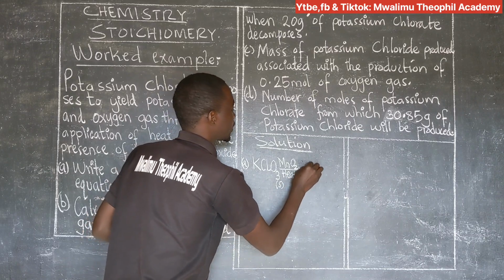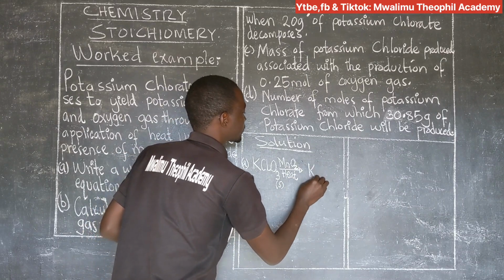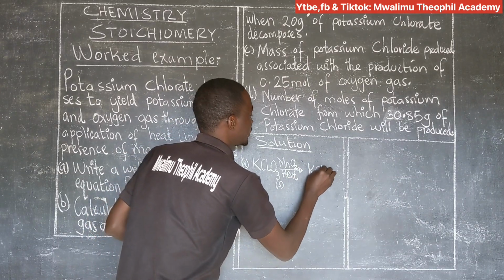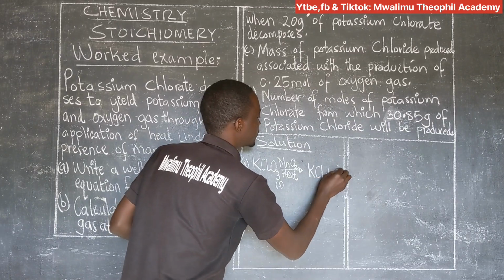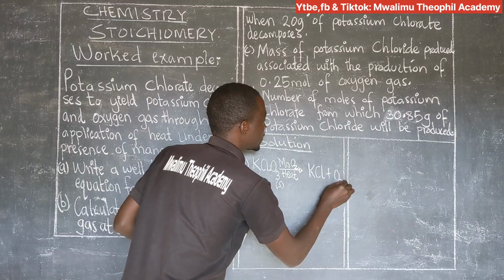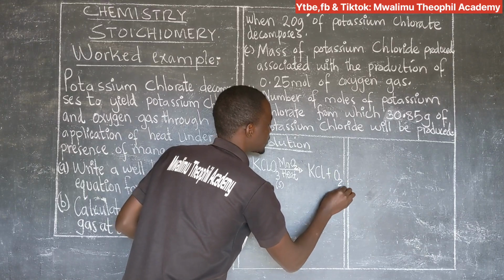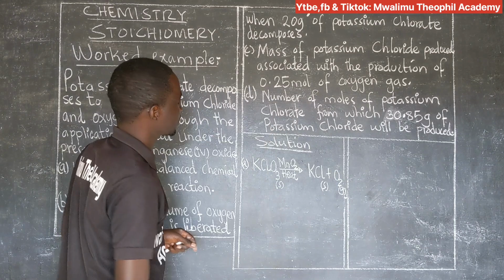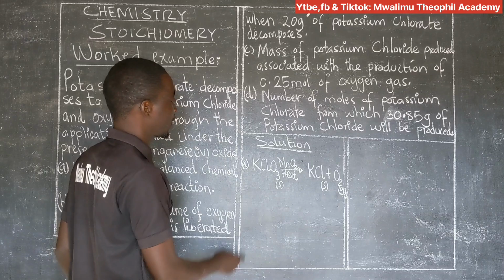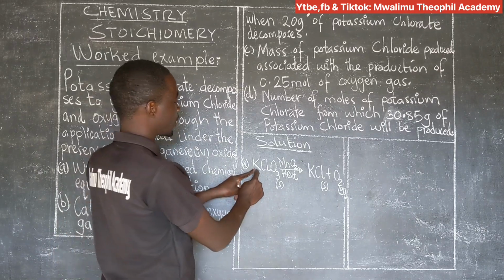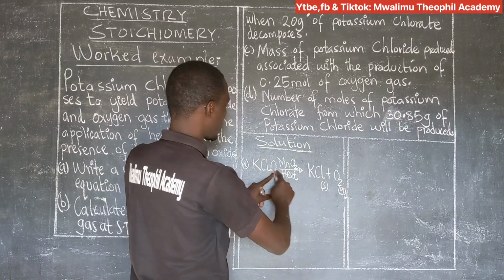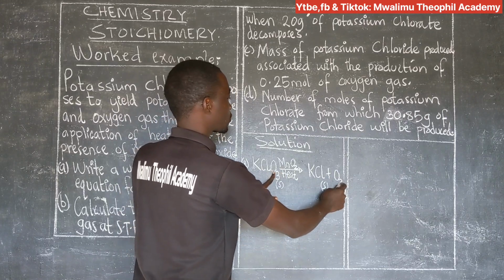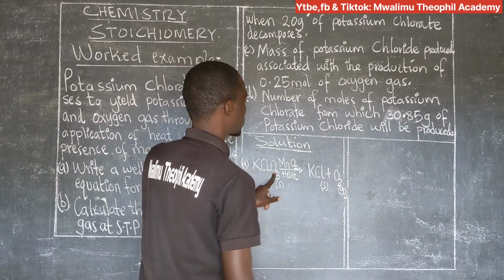to yield potassium chloride and oxygen gas. This is a gas. Now the next step is to balance our chemical equation. We have one potassium, one chlorine atom, 3 oxygen atoms on one side, and 2 oxygen atoms on the other. So the oxygen atoms are not balanced.